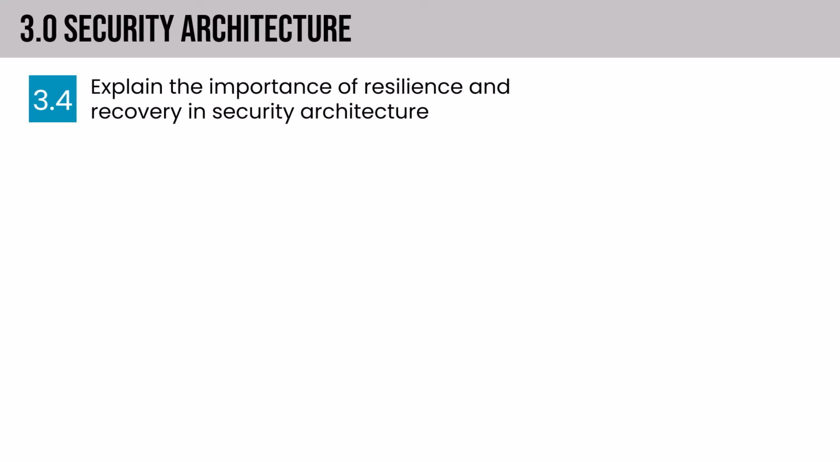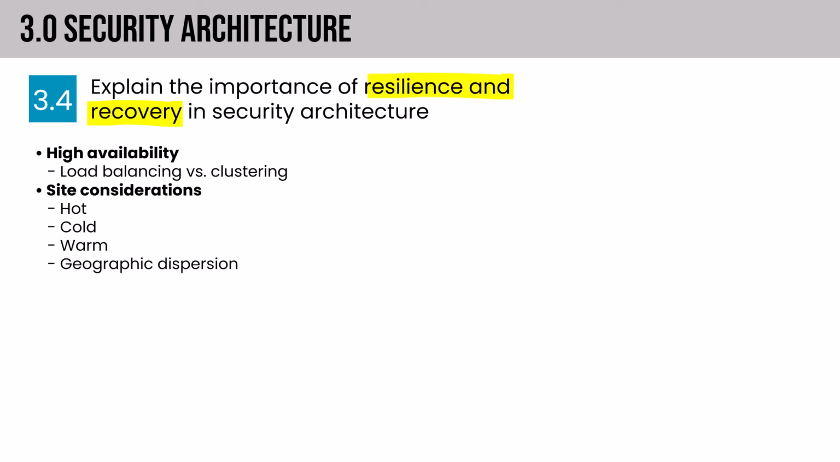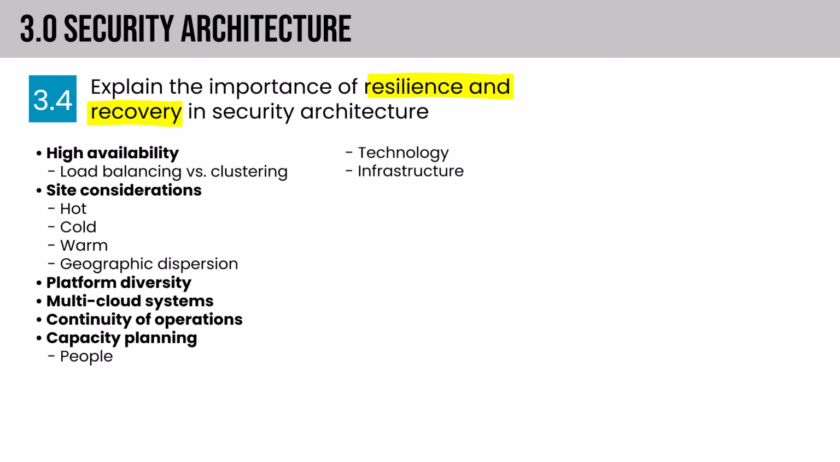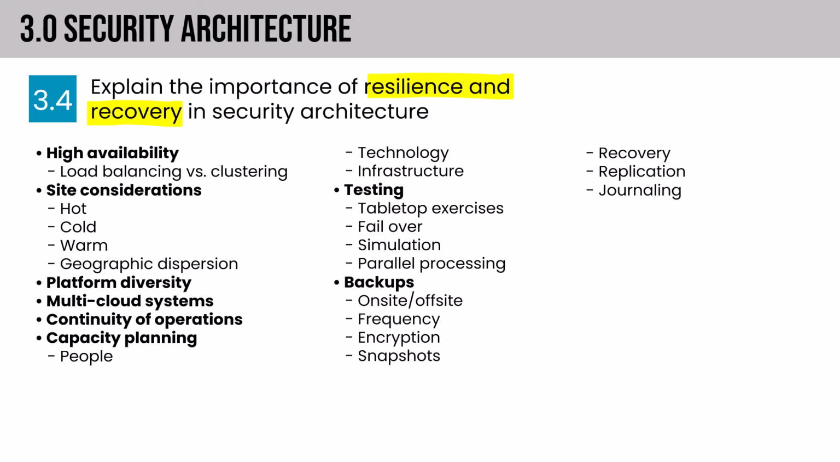That brings us to section 3.4, where we'll focus on resilience and recovery. More specifically, we're expected to explain the importance of resilience and recovery in security architecture for the exam. So in this section, we'll explore high availability concepts, site considerations, including the types of disaster recovery sites we might choose from, the importance of platform diversity, multi-cloud systems, and continuity of operations. We'll take a look at capacity planning concerns, the different disaster recovery testing types, an array of backup strategies, and finally a look at power.